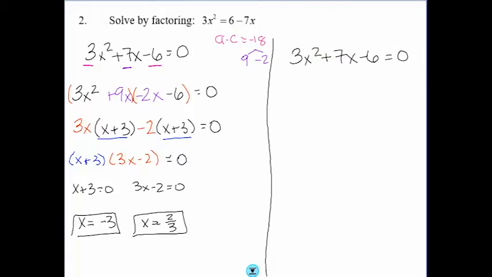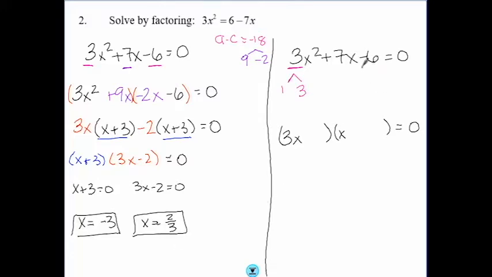So then for trial and error, you want to look at what are the factors of the first term. In this case, factors of 3 are just 1 and 3. So you know that when you write out your factors, you have to have 1x and 3x in the beginning terms of each set of parentheses. So I'm going to go ahead and put those there.